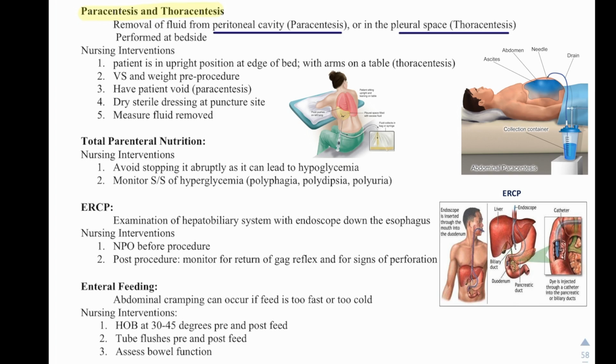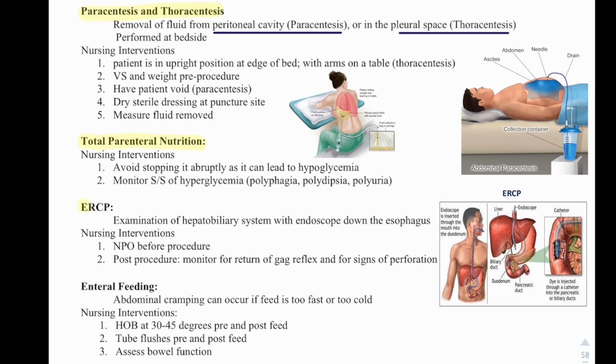We have total parenteral nutrition. For our nursing interventions, this is avoid stopping it abruptly as it can lead to hypoglycemia. We want to monitor signs and symptoms of hypoglycemia, such as polyphagia, polydipsia, and polyuria.